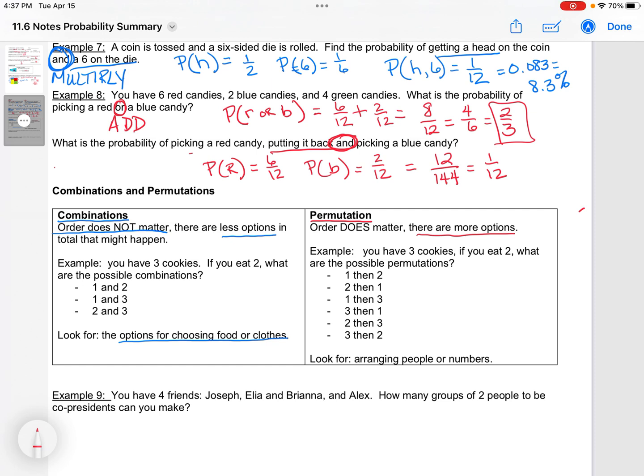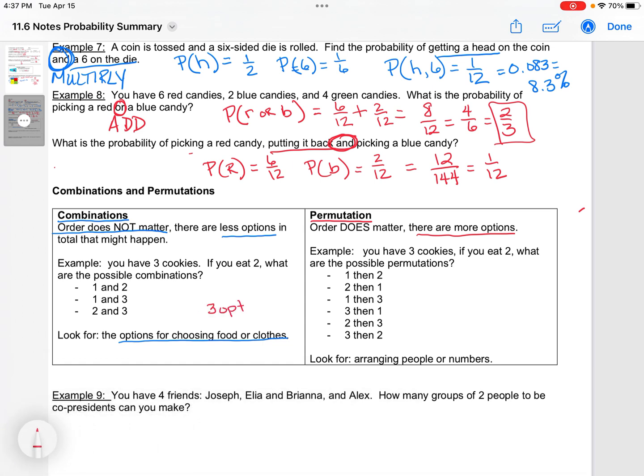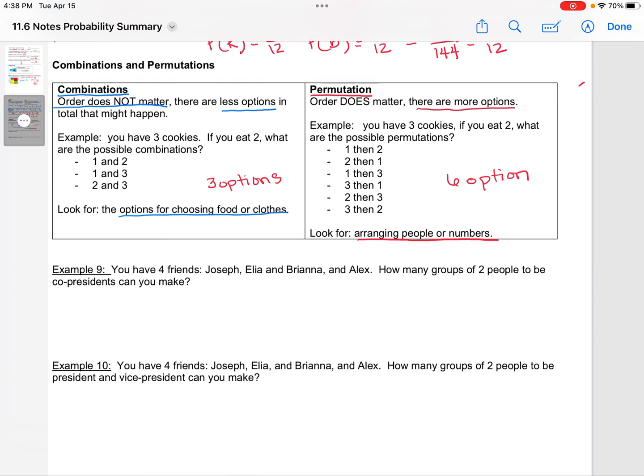If you're doing permutations, since it does matter, now we have 1, 2, 3, 4, 5, 6. So we had 6 options over here. Oh, nope, we had 3 options over here, whereas we have 6 options over here because the order that it happens matters. So this would be something like arranging people or numbers or picking a president and a vice president or something like that.